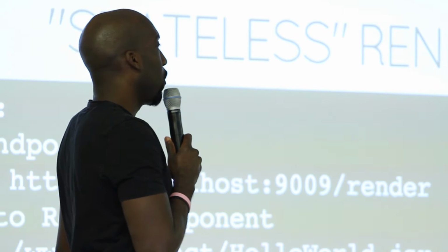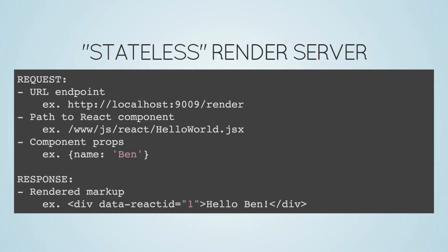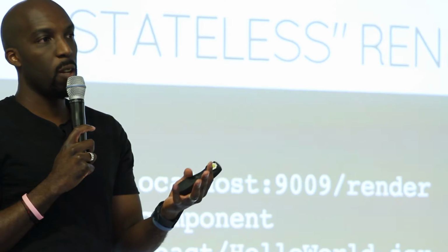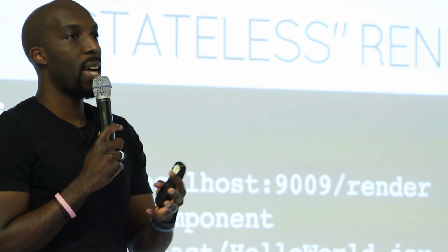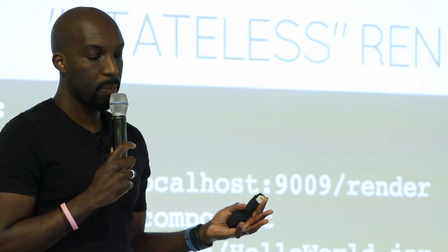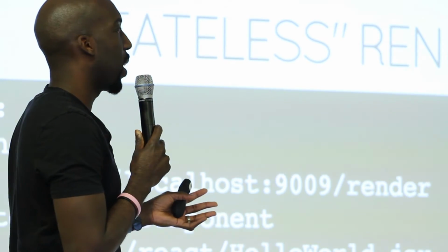So what we created was what I'm calling a stateless React render server. It had an endpoint, but that endpoint was off localhost, so it wasn't publicly accessible, only private, only to the machine that it was sitting on. So localhost 9009/render. And then what you pass to this server was the path to the component that you want to render. And then you would pass in the props that that component needed in order to render. You have to pass in all of the props that it needs. Everything must be passed in to it.